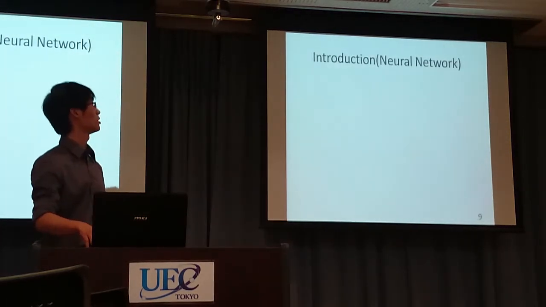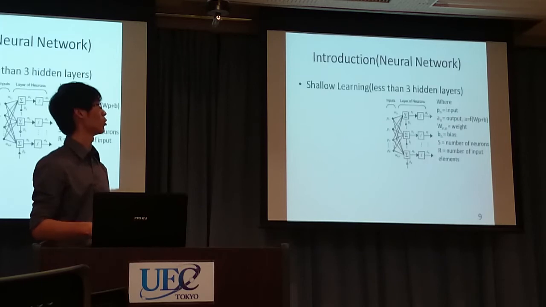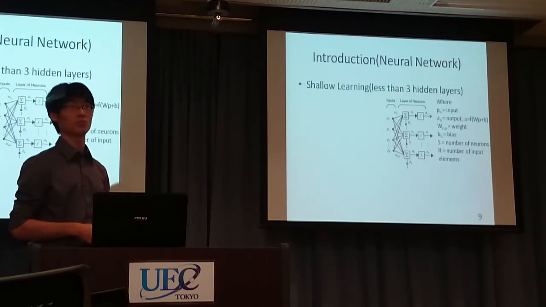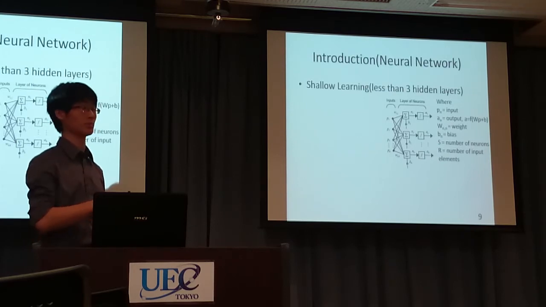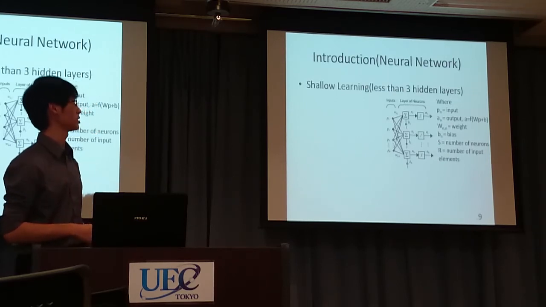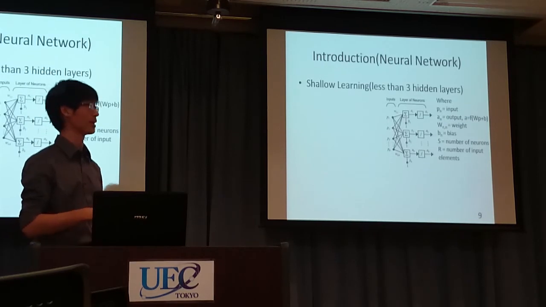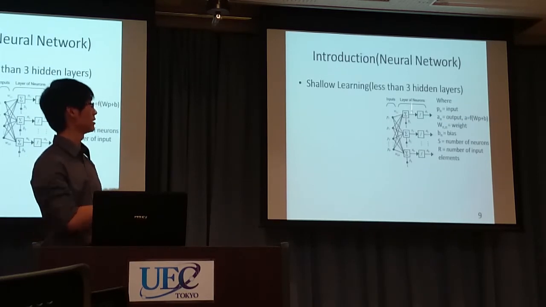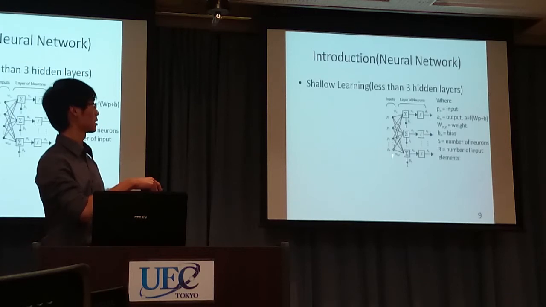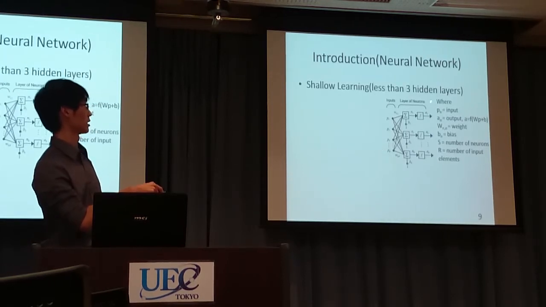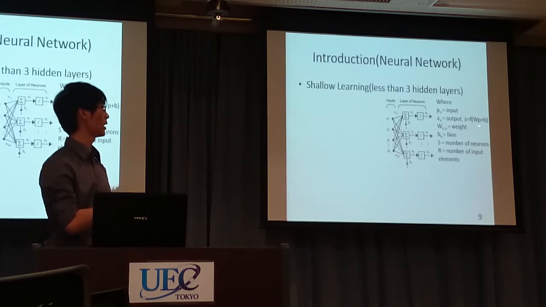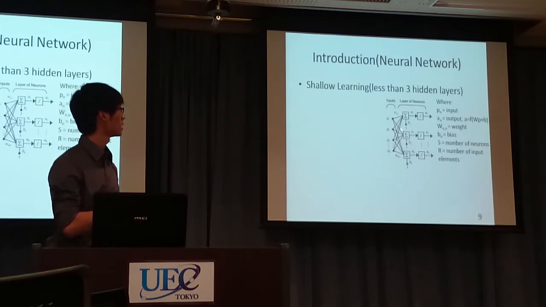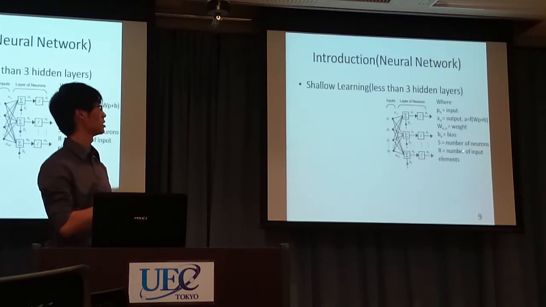I'm talking about the introduction to the neural network. A neural network has two types. One is shallow learning, and the other is deep learning. Shallow learning has fewer than 3 layers. This is the architecture. Here is the input, and here's the layer, and the output. And the output mathematically is W, the weight, times the input, plus the bias.